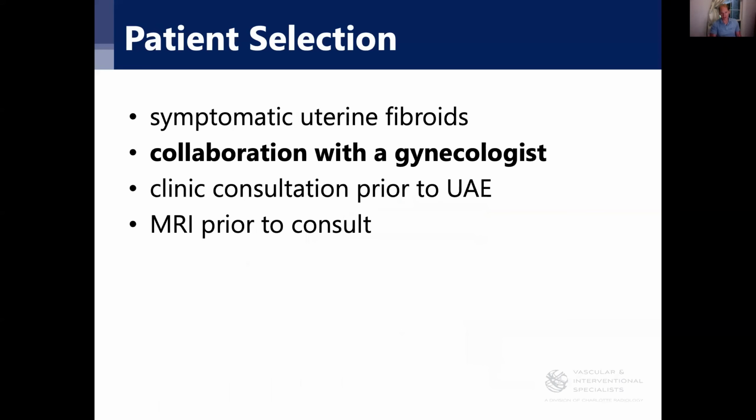So patient selection, basically patients that are candidates for this have symptomatic uterine fibroids. And these are basically patients that failed other treatments that are going on basically to surgery. So the patients are considering myomectomy or considering hysterectomy or considering probably uterine artery embolization. That's the kind of cohort of patients we're talking about.